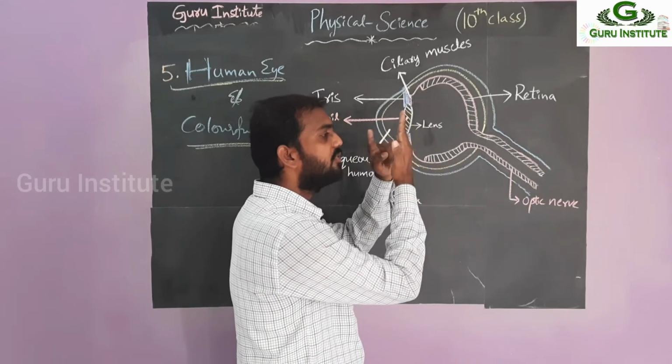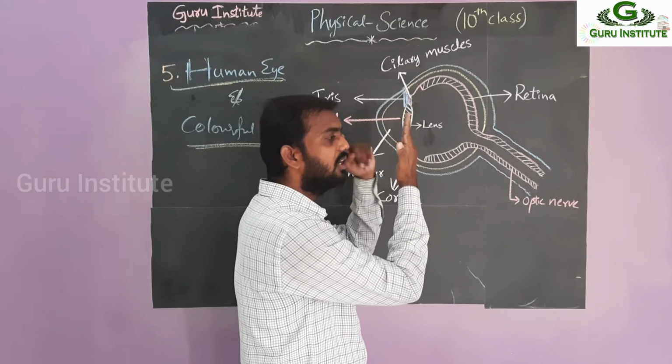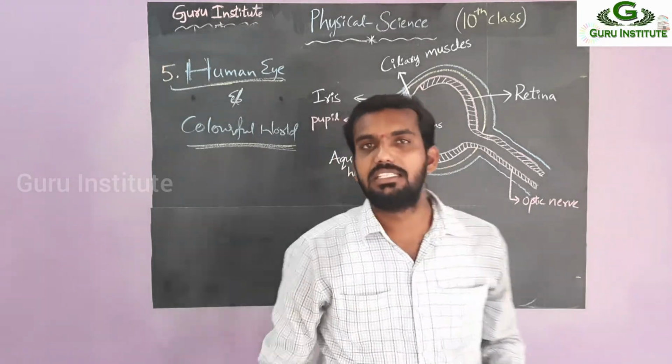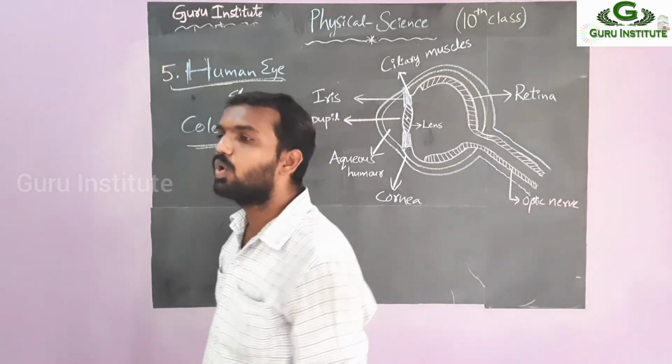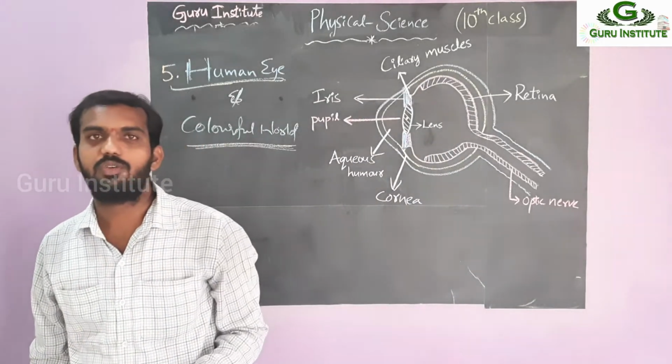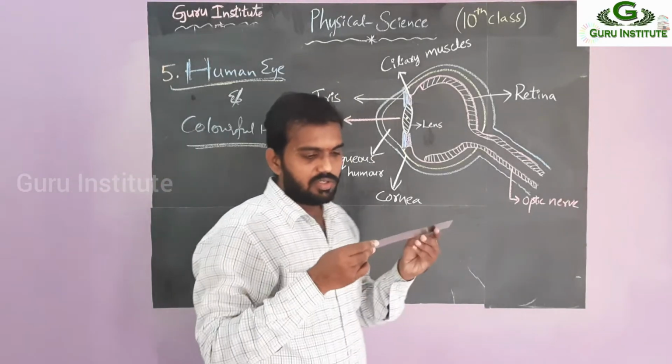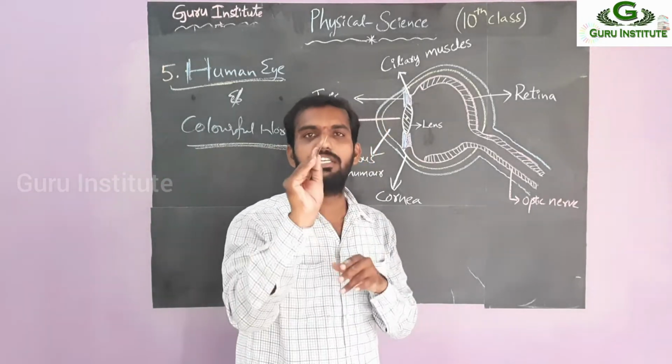Now measure the distance between this position and your eye. So you will get some distance. The distance is how much? That is 25 centimeter. Suppose if you take a scale, so how much is it? So this is 30 centimeter.